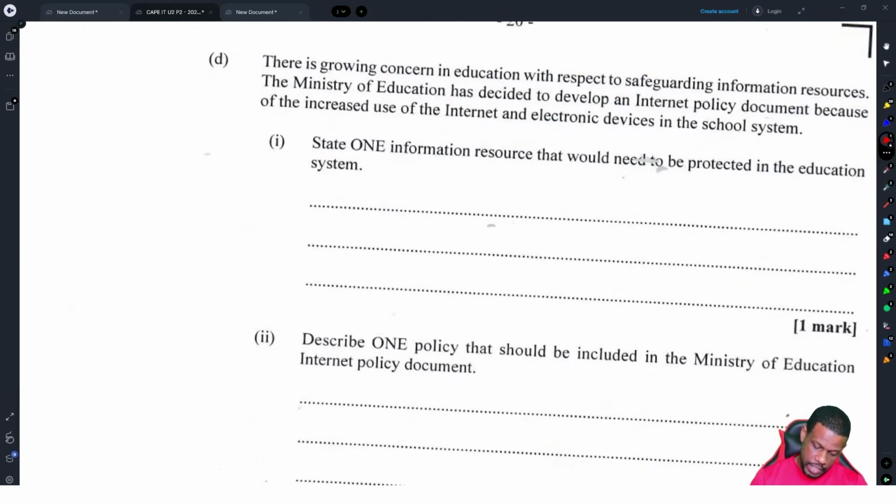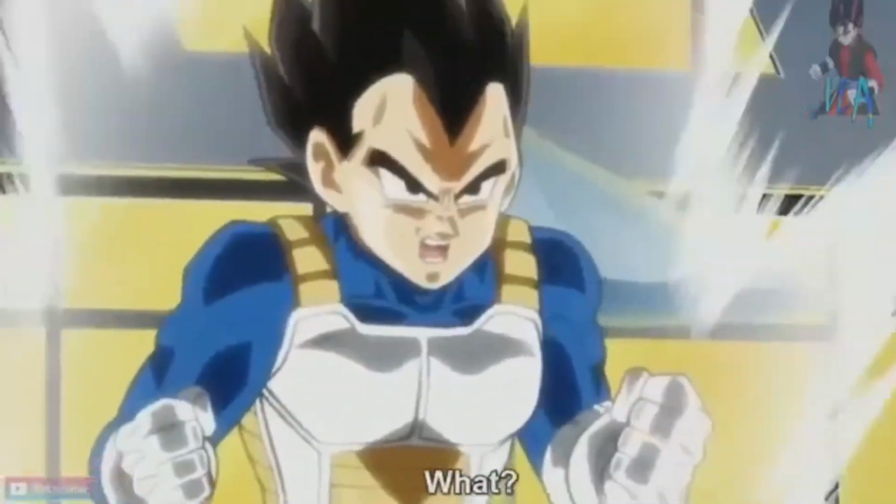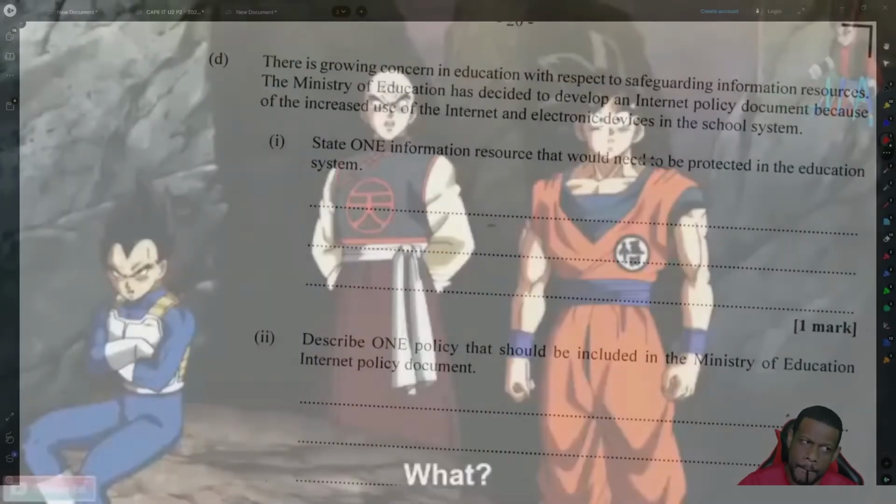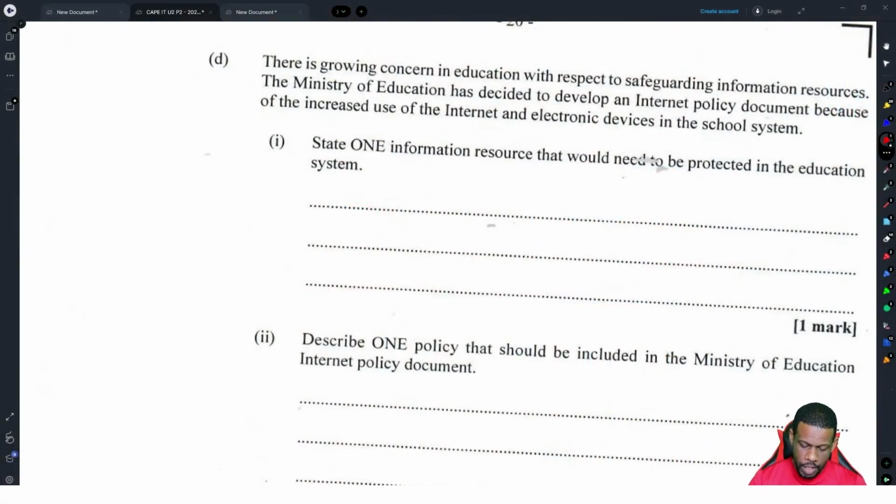All right, there's a growing concern in education with respect to safeguarding information and resources. The Ministry of Education has decided to develop an internet policy document because of the increased use of internet and electronic devices in the school system. State one information resource that would need to be protected in the education system. Do we even have e-textbooks? Let me put e-textbooks. E-books.